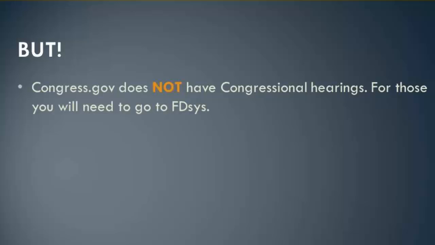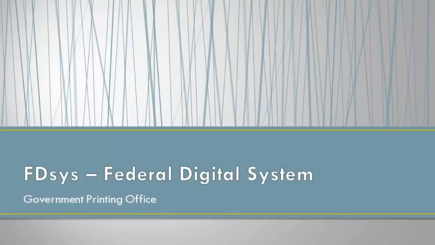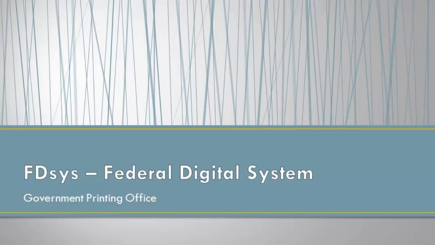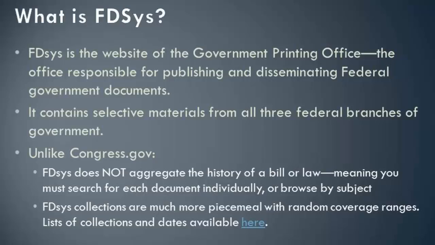One important piece of legislative history materials that Congress.gov does not have are congressional hearings. Fortunately, there is another website called FedSys that does have congressional hearings. I'm not going to spend a lot of time on FedSys because it's not nearly as good as Congress.gov. And really the only time that you're probably going to use it is for congressional hearings. What is FedSys? FedSys was created by the Government Printing Office. This is the office that's responsible for publishing and disseminating federal government documents.